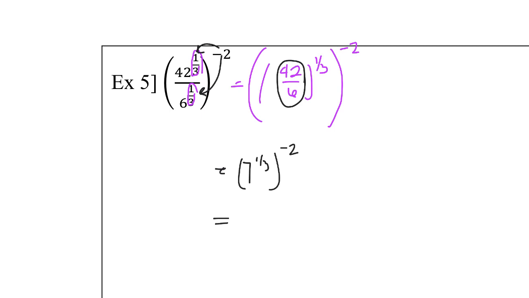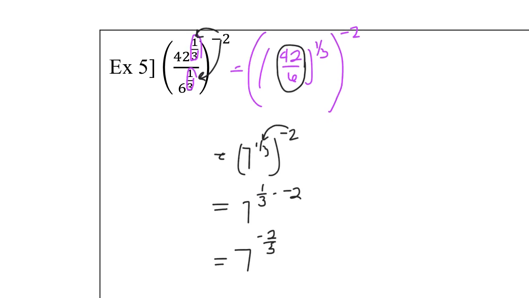So now we're going to take this negative 2 and multiply in according to my rules. Power to a power means you're going to multiply your exponents. So 7 to the 1/3 times negative 2. This is going to make 7 to the negative 2/3 power.